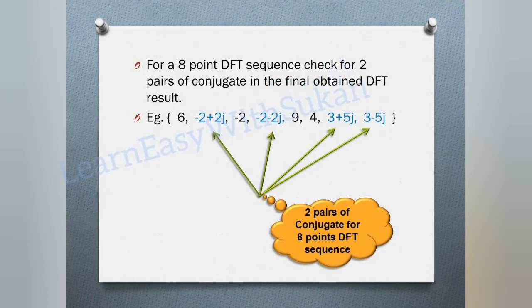Similarly, for the 8-point DFT sequence also, you have to check for 2 conjugate pairs here. For the 4-point we had 1 and here it is 2. For example, minus 2 plus 2j and minus 2 minus 2j, and 3 plus 5j and 3 minus 5j. The imaginary part should change its sign. So for an 8-point DFT sequence we must have 2 conjugate pairs at the end of the end result.